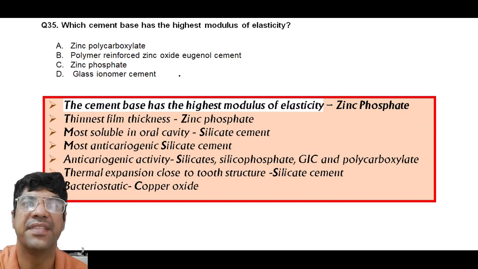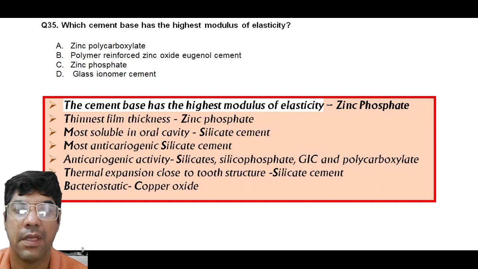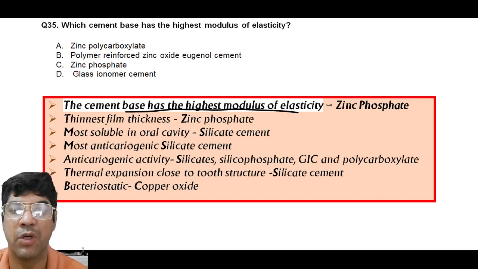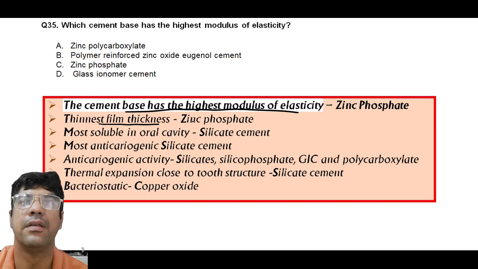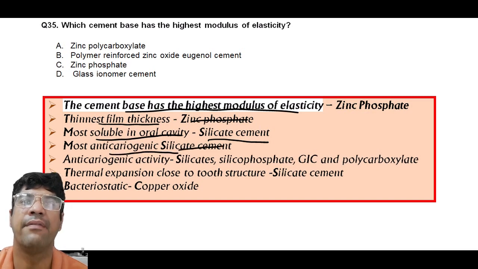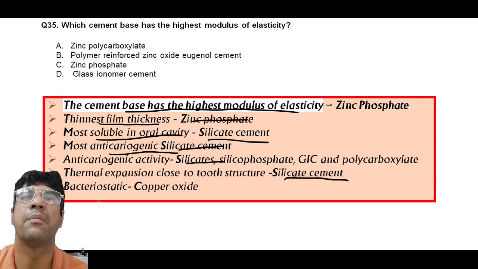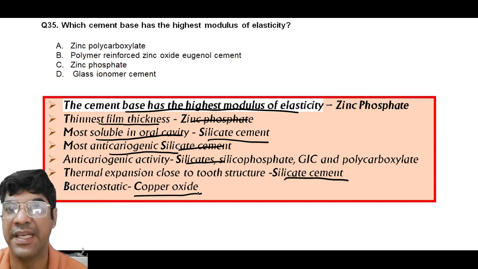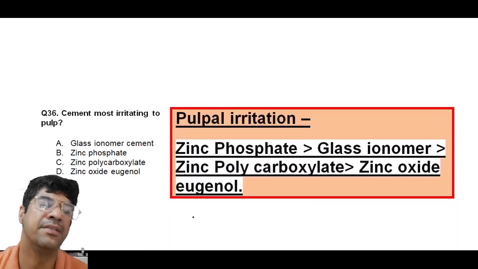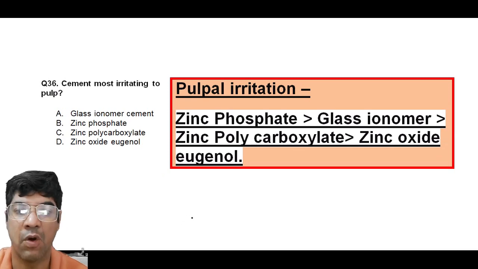So which cement base has the highest modulus of elasticity? Remember, zinc phosphate has the highest modulus of elasticity. Which cement has the thinnest film thickness? It's zinc phosphate. Which cement is most soluble in the oral cavity? It's silicate cement. Most anticariogenic is silicate. The cement which has thermal expansion close to the tooth surface is silicate cement. The cement that is bacteriostatic is the copper oxide.